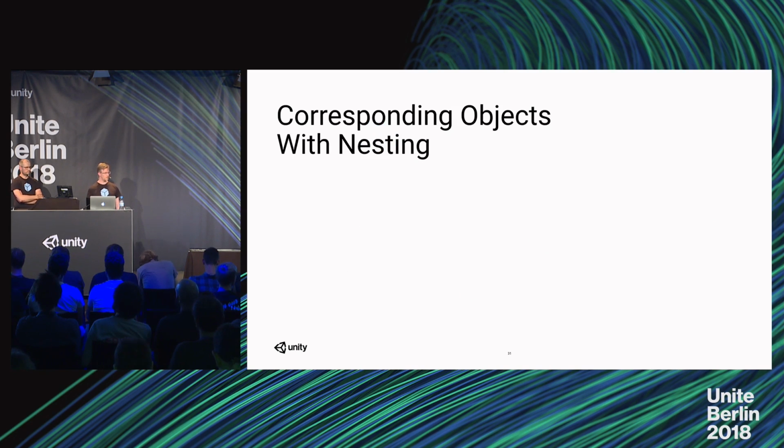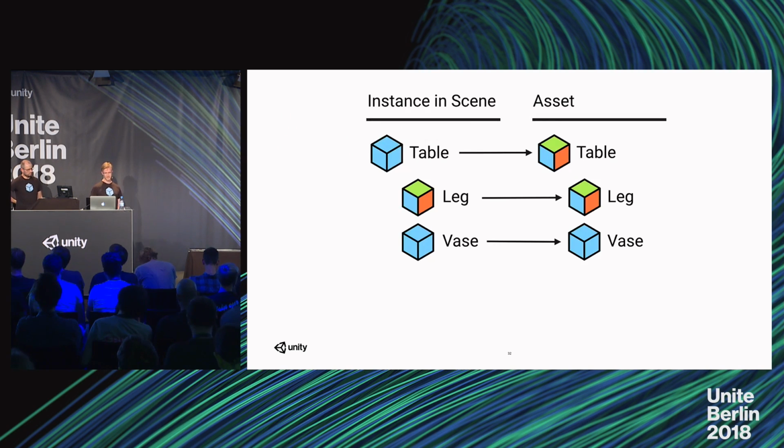So let's talk a bit about corresponding objects when you have nesting. So we saw before, all objects in an instance have corresponding objects in the assets. That's for all the game objects, all the components. And in this case, we have a nested prefab called vase, and it also has a corresponding object.